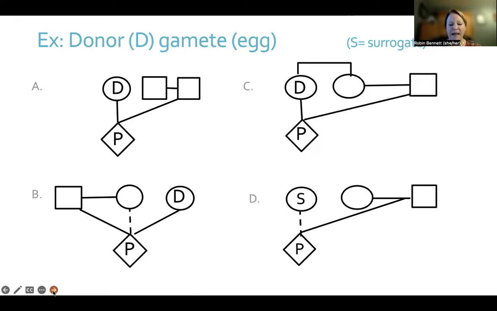And then in the last one, this is sort of the classic man and woman who have used their egg and sperm to conceive a pregnancy, and for whatever reason, that woman cannot carry the pregnancy, and so a surrogate is carrying that pregnancy. So the surrogate has no genetic relationship to that pregnancy, but has a biological relationship because she's carrying the pregnancy.